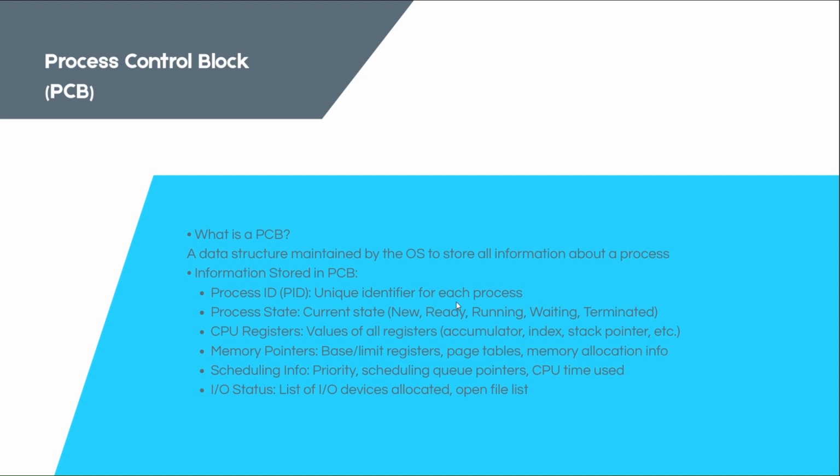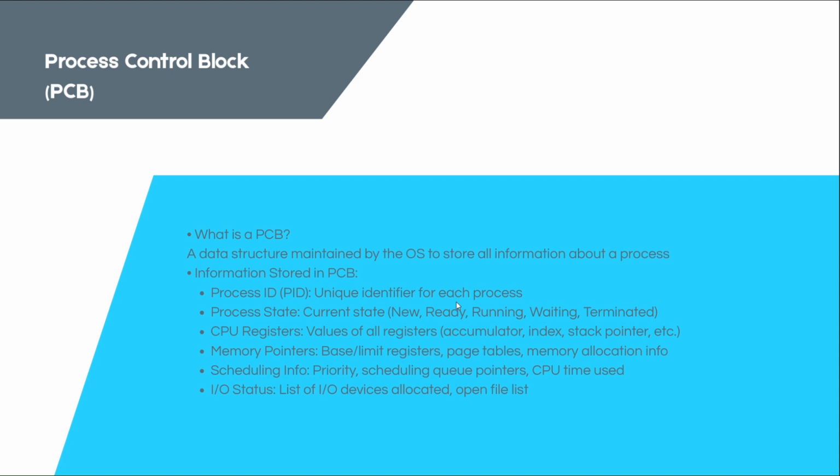Whenever a new process is created, the operating system immediately creates its PCB. The PCB contains several important fields. First is the process ID, PID. Every process is assigned a unique identification number. This helps the operating system distinguish one process from another. The second field is the process state. It stores whether the process is currently new, ready, running, waiting, or terminated.